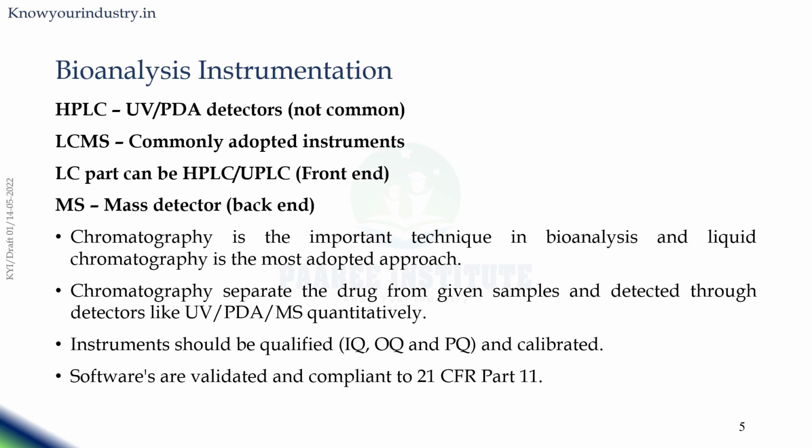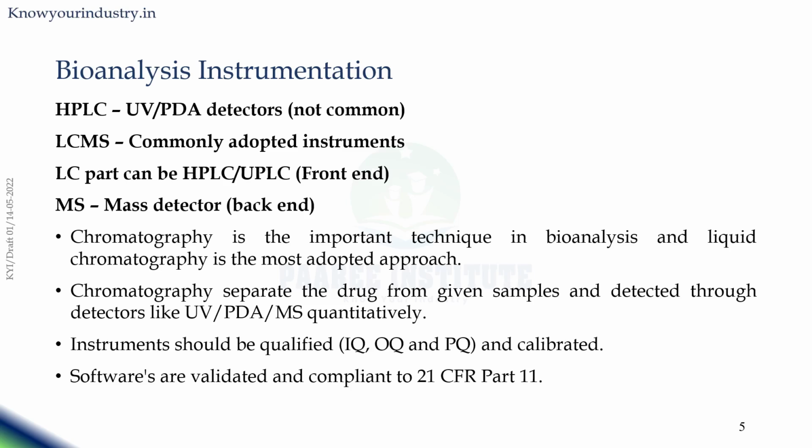That is 30 years back. HPLC are the widely used instruments. Nowadays, the LCMS, liquid chromatography mass spectrophotometer, is the most commonly adopted instrument for bioanalysis because of its versatility. The liquid chromatography part can be HPLC or UPLC, ultra pressure or high pressure liquid chromatography, used for the liquid chromatography purpose in case of the LCMS. Then the MS will be the mass detector, it will be the backend for the instrument.